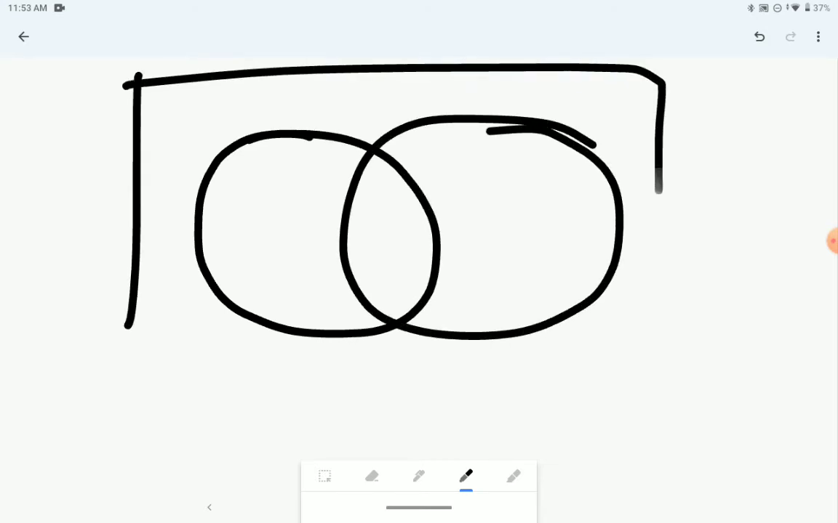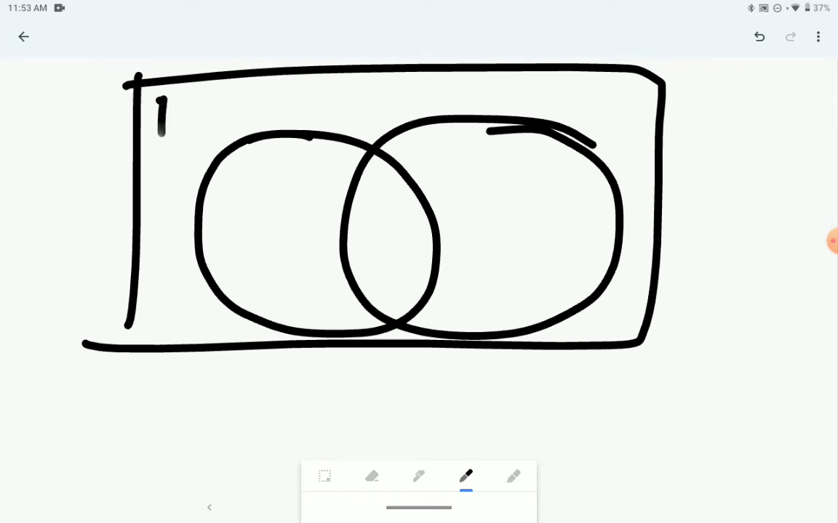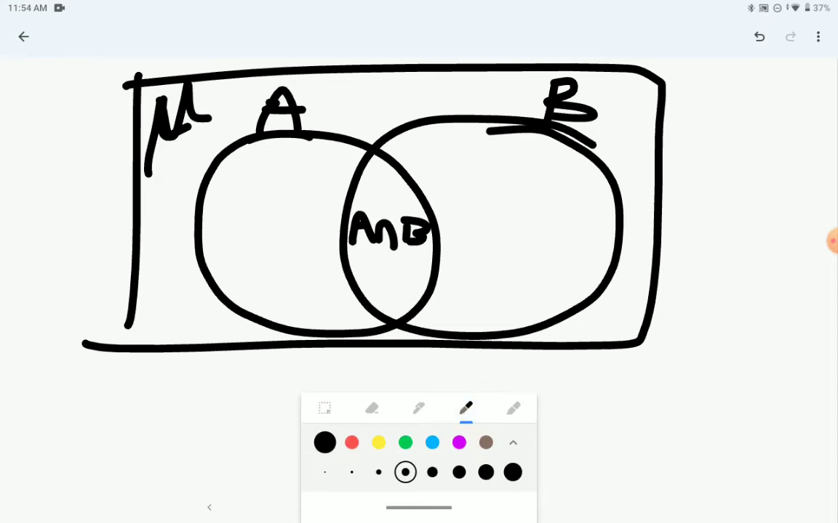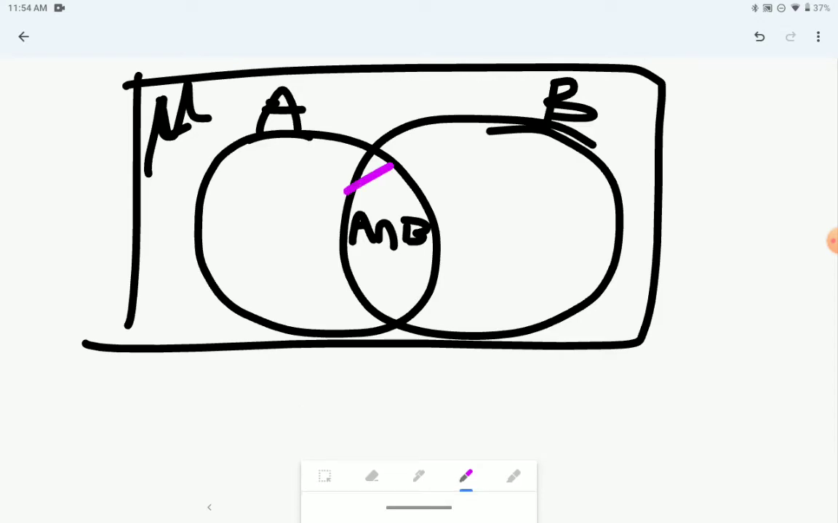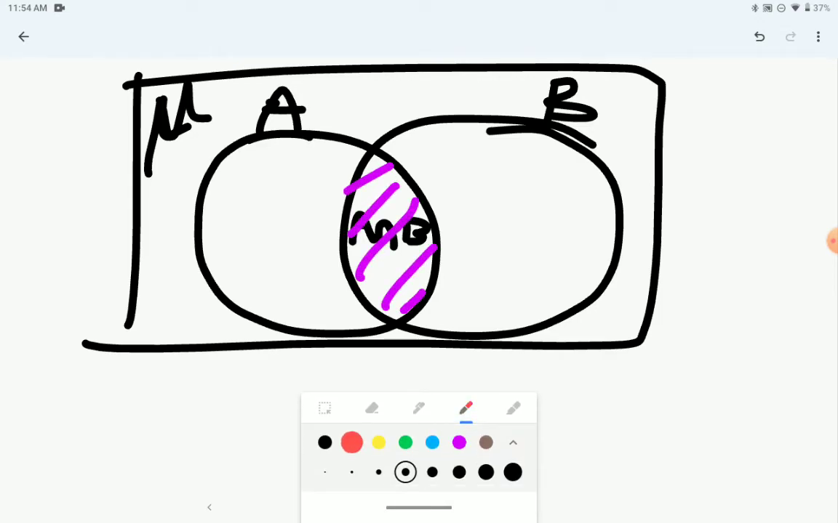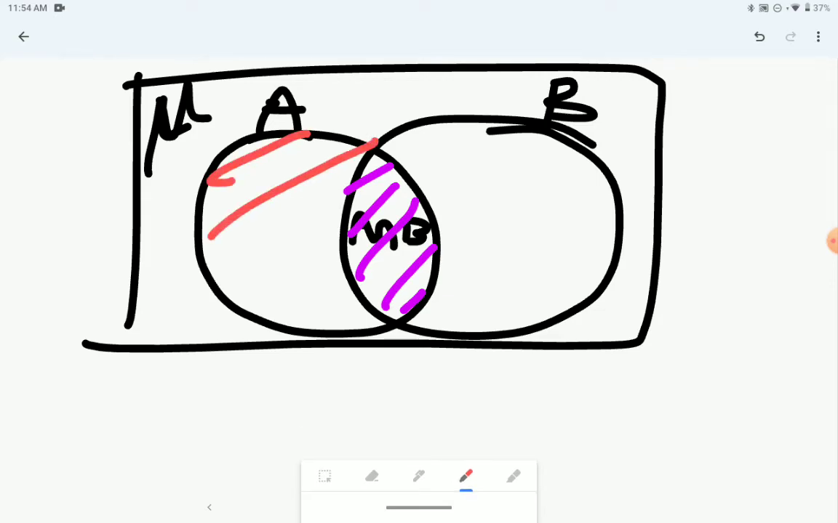Let us take two sets. Here the outer set, this total, is called the universal set and it is represented by U. Let us say this is a set A and this is a set B, then this becomes A intersection B, which is the elements common in both A and B, and A union B refers to this. Let us shade A intersection B. This is called A intersection B, and A union B is called this one.